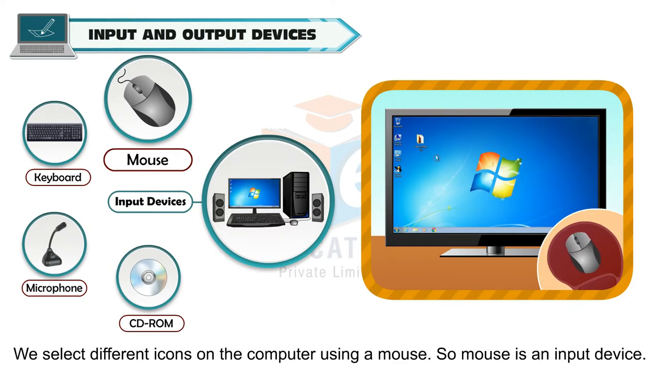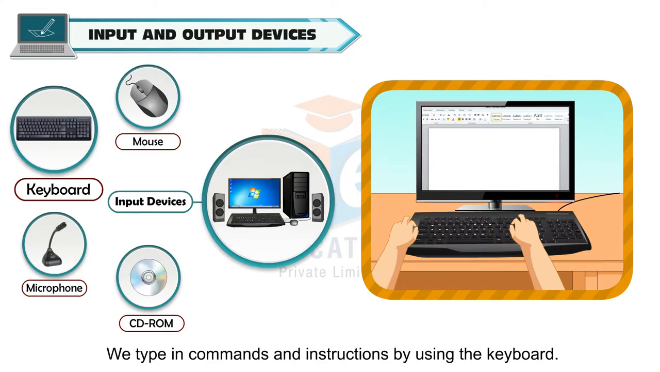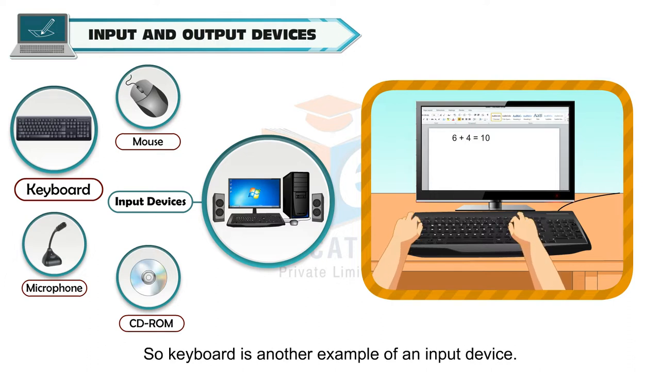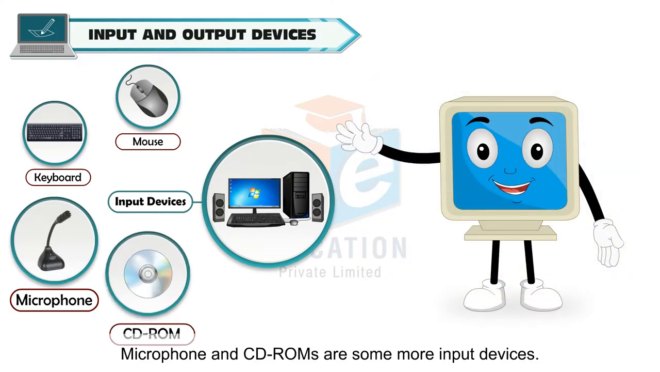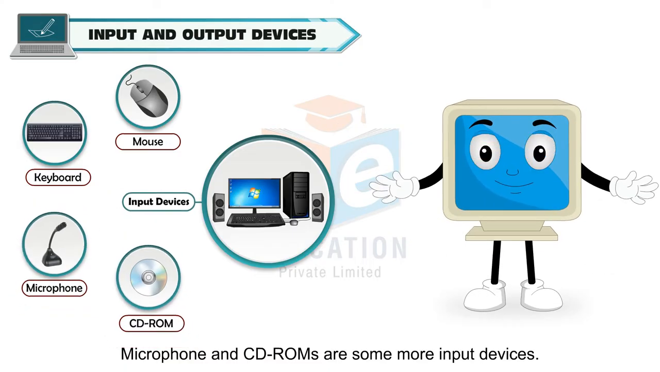We select different icons on the computer using a mouse. So, mouse is an input device. We type in commands and instructions by using the keyboard. So, keyboard is another example of an input device. Microphone and CD-ROMs are some more input devices.